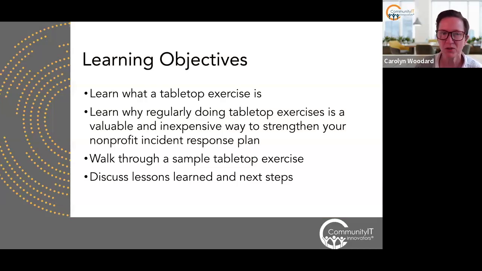I want to go back over our learning objectives and whether we covered everything. We wanted to learn what a tabletop exercise is. I hope you have a better grasp of how it works now. Learn why regularly doing a tabletop exercise is so valuable. And like I said, it's inexpensive compared to having an incident that you don't respond to well. Walking through a sample tabletop exercise, Matt walked us through a couple scenarios and how you would add that twist and maybe add some other time limits on it, and then discuss the lessons learned and next steps for introducing or improving tabletop exercises at your nonprofit.